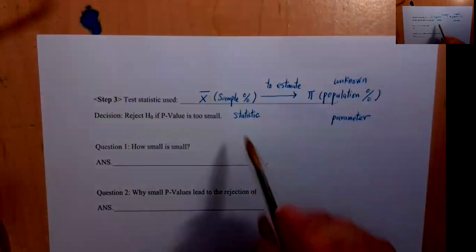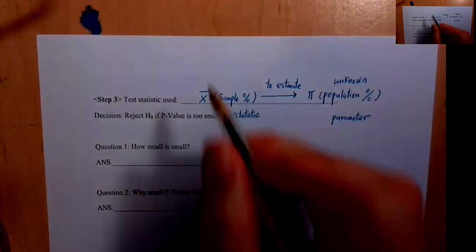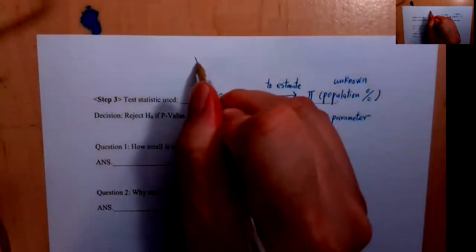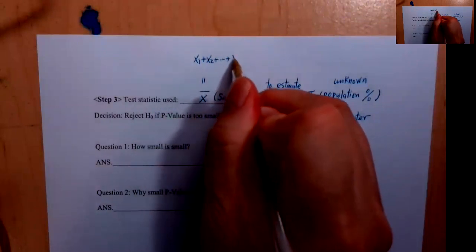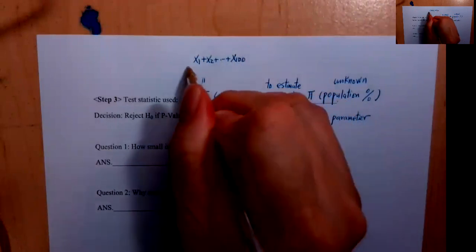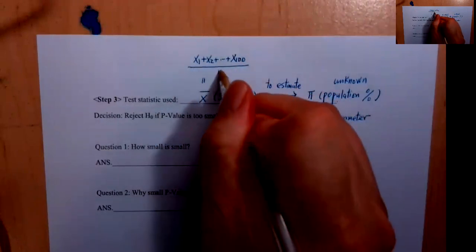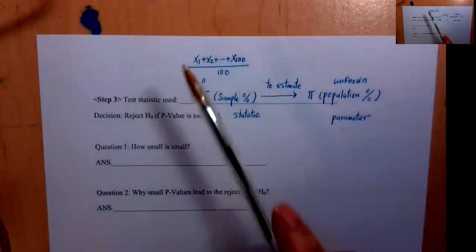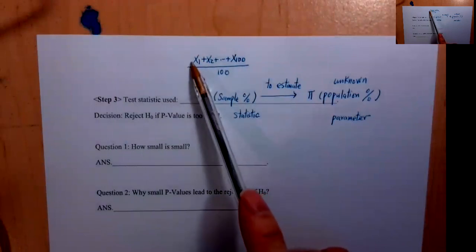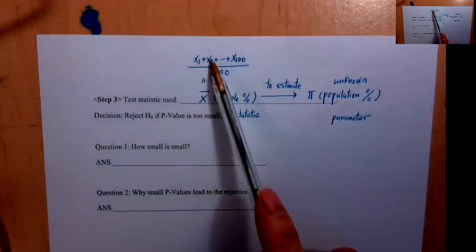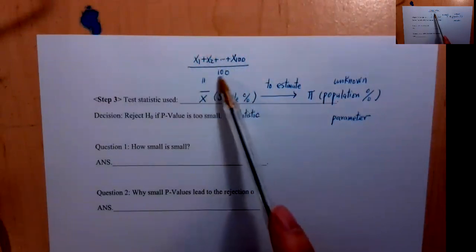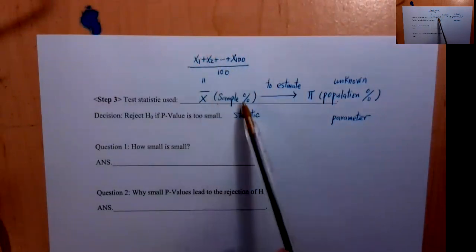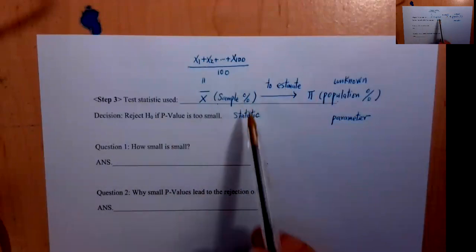Now, why is this called a sample percentage instead of a sample mean? Well, let me write it down. It's X1 plus X2 plus all the way up to X100, divided by 100. If you get a head, you count one head. If you get a tail, you get zero heads. So this is the total heads obtained divided by 100. That's the sample percentage of getting heads, okay?